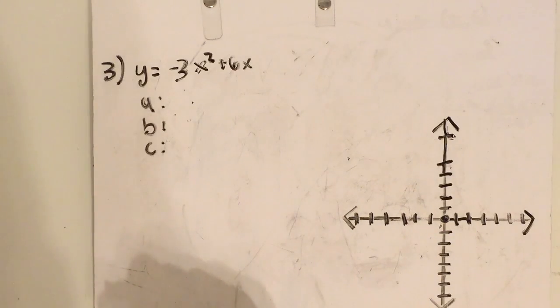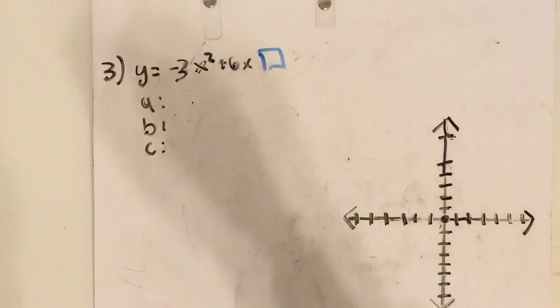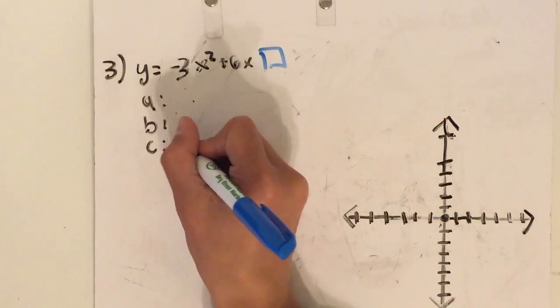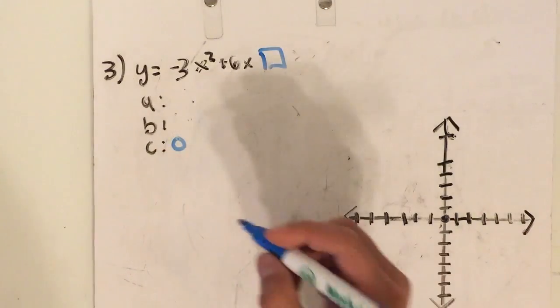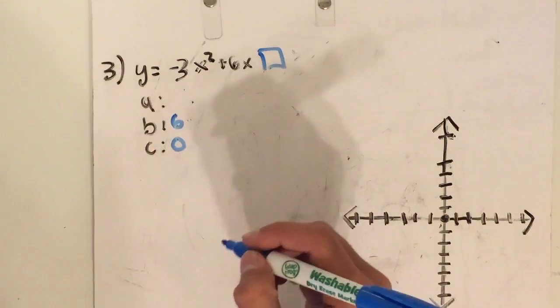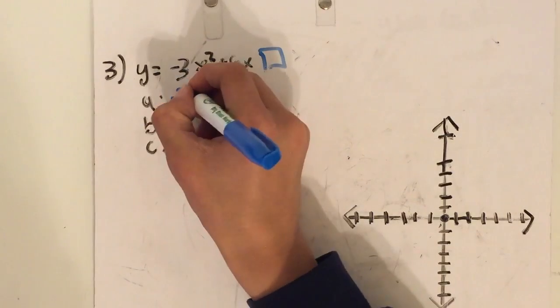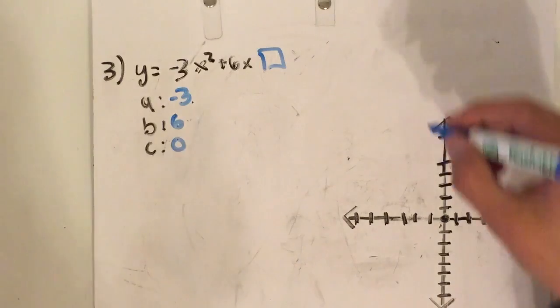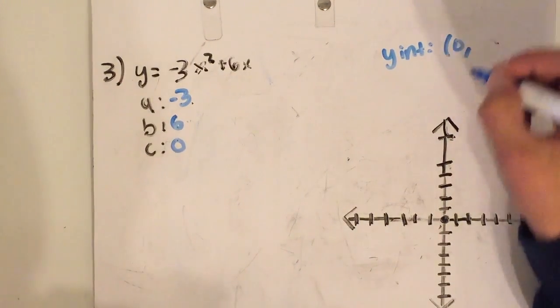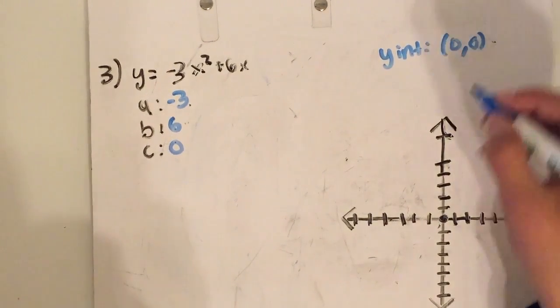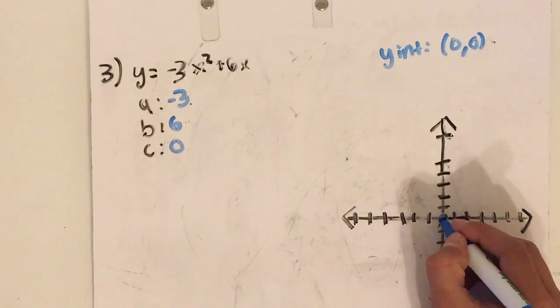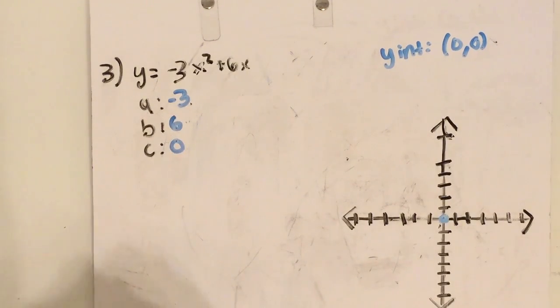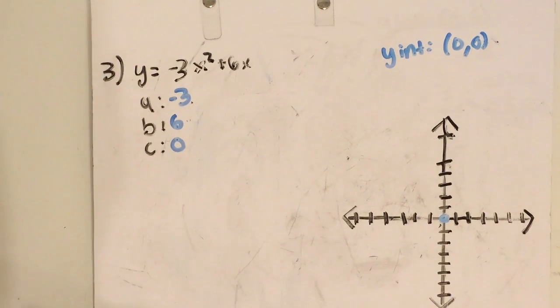Graph is negative 3x squared plus 6x. Notice that there's no c there, so our c, we're going to go ahead and identify it right now, is 0. Our b, middle term, is 6, and then our a is just negative 3. Go ahead and find the y-intercept first. 0, like it always has been. So our y-intercept is going to be 0, 0. That's a little bit different because it intersects the y and the x-axis at 0, 0. Once we have that, we know that that's going to be one of our points.